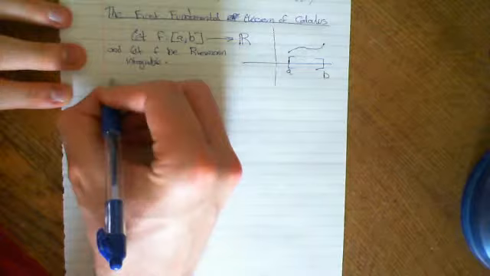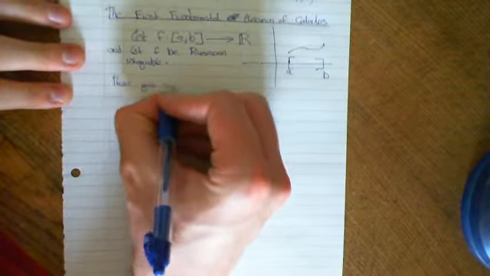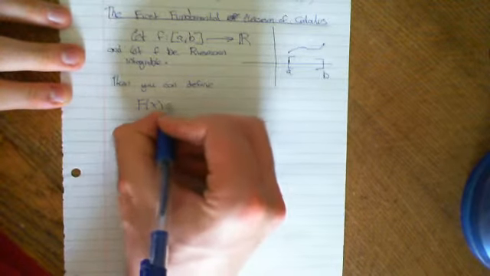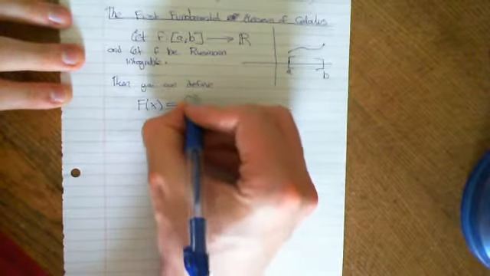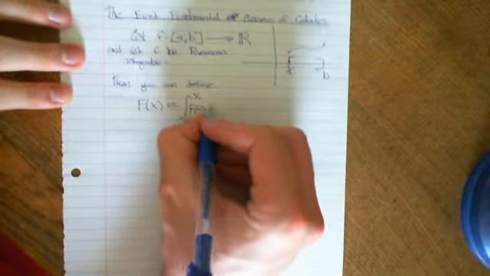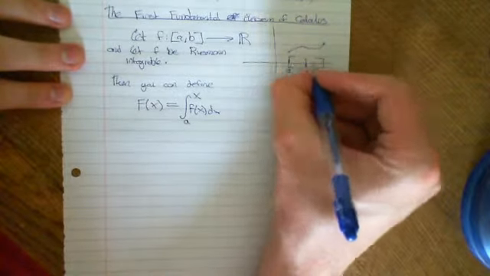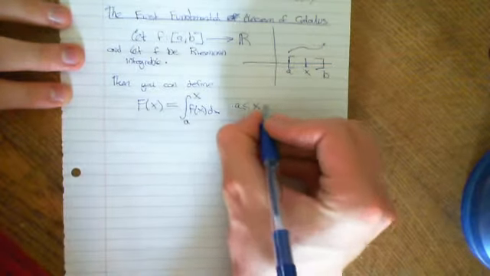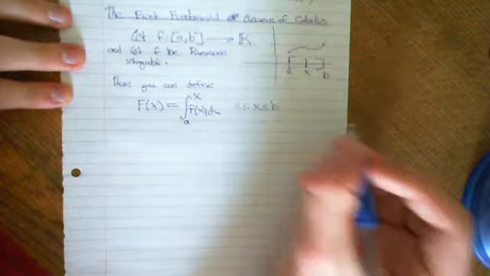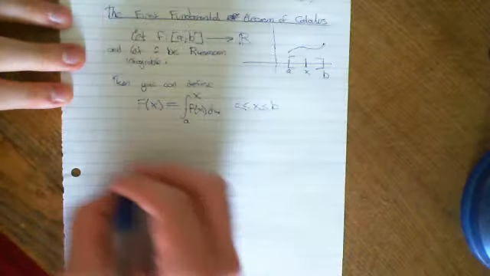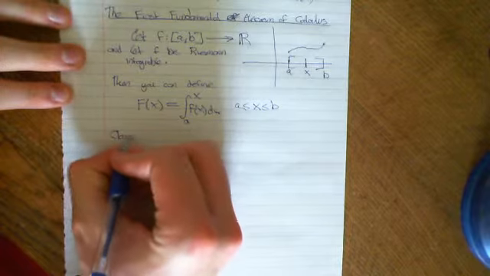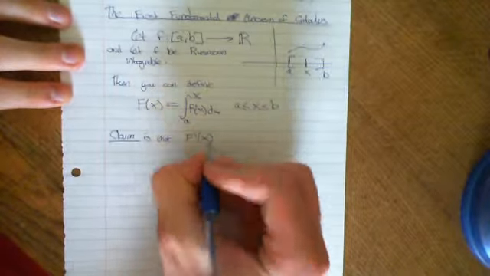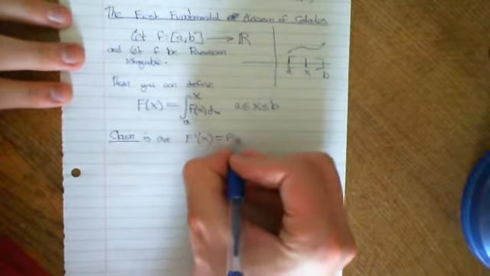Then you can define big F as a function of x to be equal to the integral from a to x of little f of x. So integrate from a to some variable point x, and x varies from a to b, so x is greater than or equal to a, and less than or equal to b. And basically the claim is that if you differentiate this function with respect to x, it's equal to little f of x.